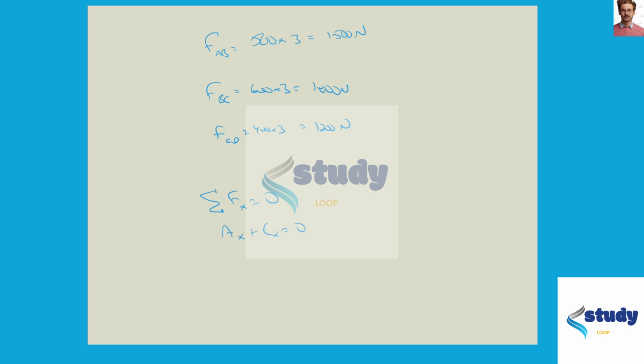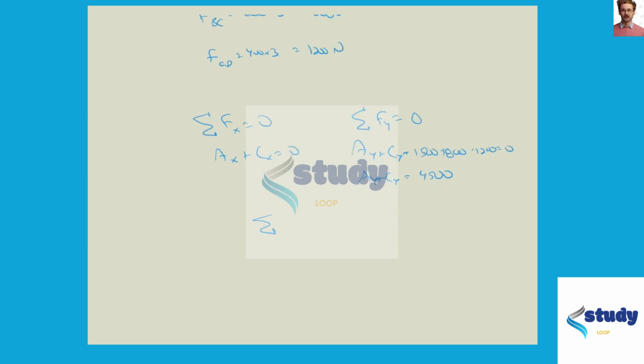And the sum of the vertical forces has got to be equal to 0. And assuming A sub y and C sub y are the vertical reactions, then A sub y plus C sub y has to be 1500 minus 1800 minus 1200. It has to be equal to 0, which means A sub y plus C sub y have to be equal to 4500.